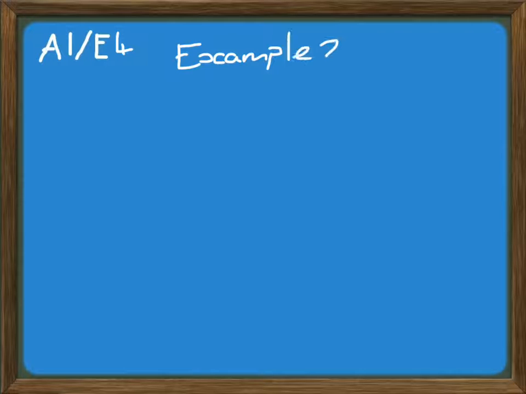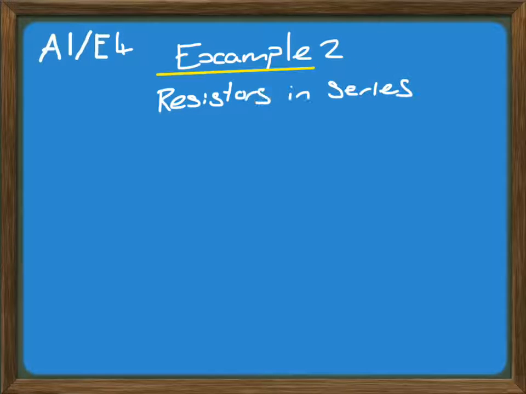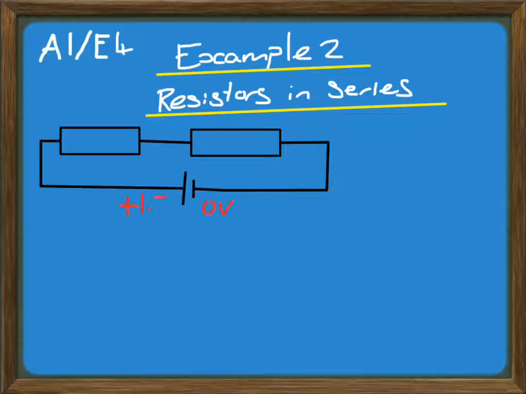Example 2. Resistors in series. Now, for this resistor, we are going to imagine that we have 15 milliamps flowing through it, but we have 1.5 volts across both. We now want to know the total resistance of the two resistors combined. We're going to presume that we have used the same resistor as before, so we have two resistors, both with 50 ohms.